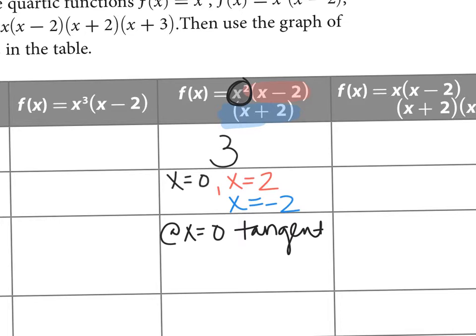Okay, what's going to happen at x equals positive 2? It's going to cross. Why is it crossing at x equals 2? Because the exponent in there is odd. It's just x. And then when x equals negative 2, it is going to cross, because, again, that exponent is odd.